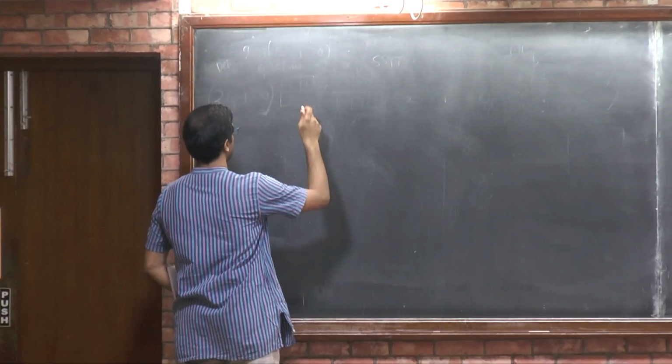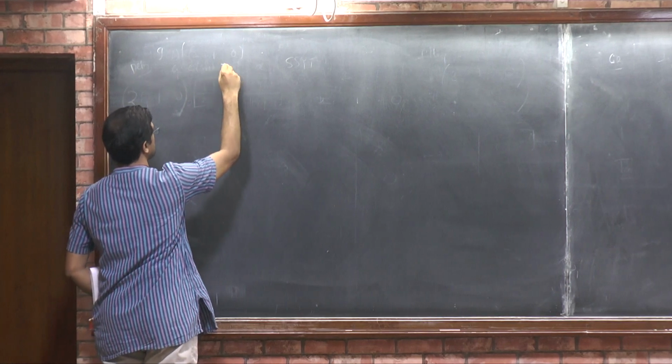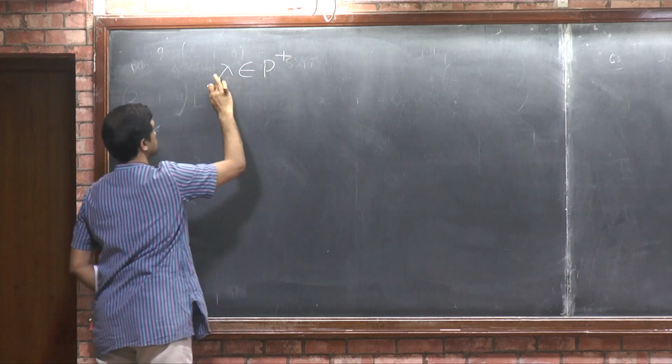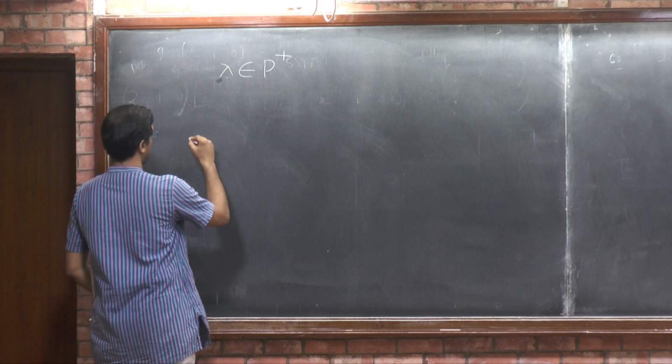Let me recall the very last thing we were doing last time. So with a little bit more notation, let me introduce some more facts, some more notation. If I have lambda in P plus, which is a dominant integral weight, what we were trying to answer is the following question.